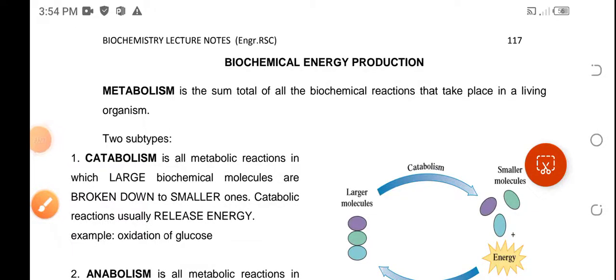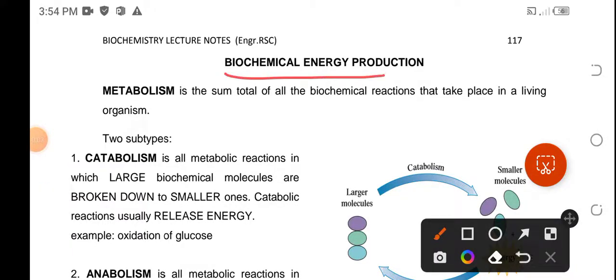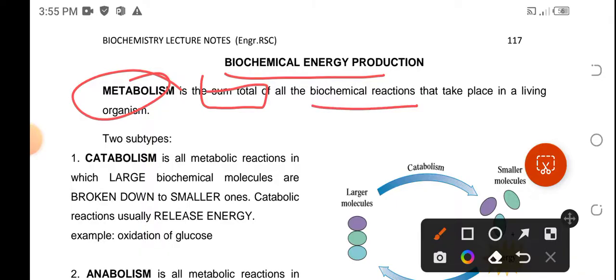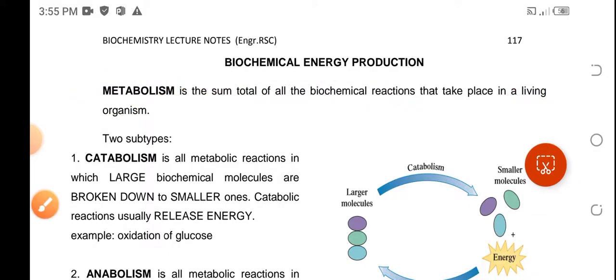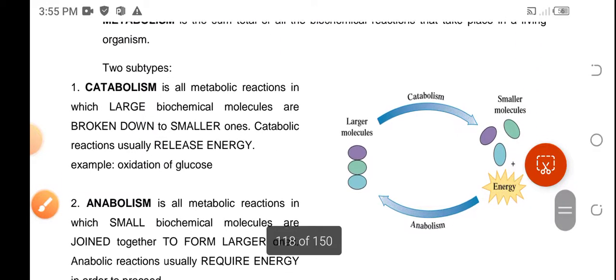Okay, let's now discuss the biochemical energy production. When we say biochemical energy production, we refer to the reactions of metabolism. Pag sinabi nating metabolism, this is the sum total. So ito yung total ng mga biochemical reactions that happen in a living organism. And we have two types of metabolism.